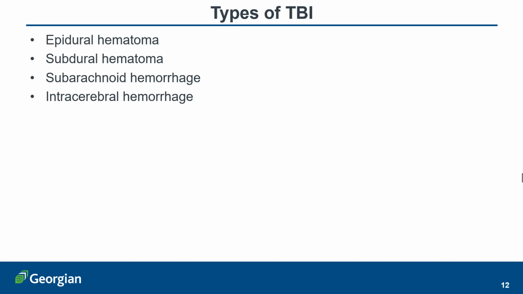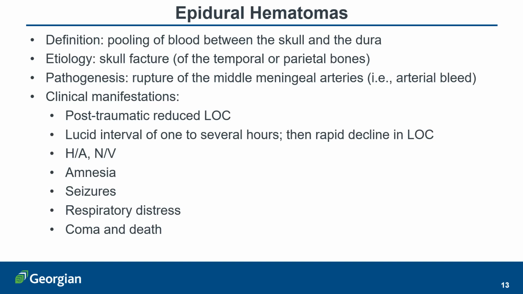Next, let's discuss the 4 different types of TBIs: epidural hematomas, subdural hematomas, subarachnoid hemorrhage, and intracerebral hemorrhage. An epidural hematoma is pooling of blood between the skull and the dura. Epi means above, and in this case it's above the dura. The etiology is typically a skull fracture, so a blunt force trauma to one of the cranial bones, usually the temporal or parietal bones, because they are the thinnest of the bones in the skull. The pathogenesis is the rupture of the meningeal arteries that are located in the dura. Consequently, remember, it's an arterial bleed, which is much faster compared to a venous bleed.